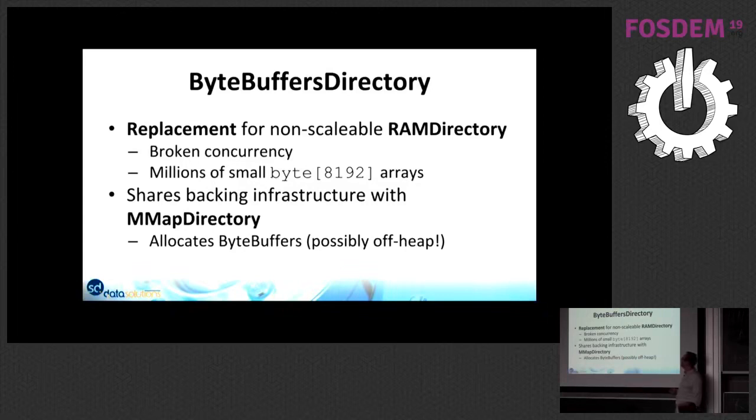But that is now replaced in the new version by the so-called ByteBuffers directory, which is based on the MMap directory, which you use for on-disk indexes, and that one is using the same infrastructure, so it's based on byte buffers. So it can also be off heap. That means you can also allocate the ByteBuffers directory off heap, and it's sharing most of the stuff internally. So you can actually replace RAM directory by ByteBuffers directory, and with the newest Solr version, if you use, I think, RAM directory factory, it will implicitly, automatically use that one. But the name is deprecated, but that's something which is interesting.